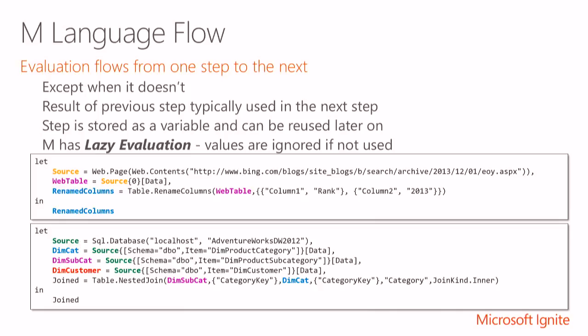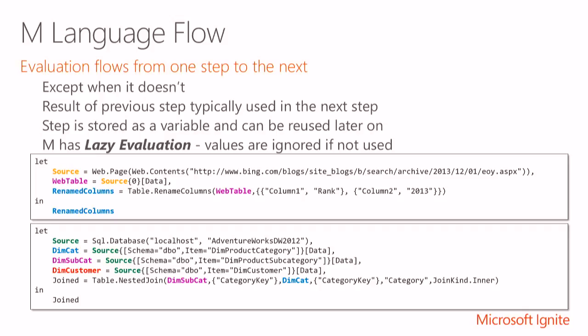So this is a handwritten query, right? This is something I've written myself where my first line, Sql.Database, I'm connecting to my local host, AdventureWorks database. I store that as source, and then I reference that source 3 different times to pull in my product category, my subcategory, and my customer table. Then my final line, I'm doing a nested join between subcat and cat on the category key.